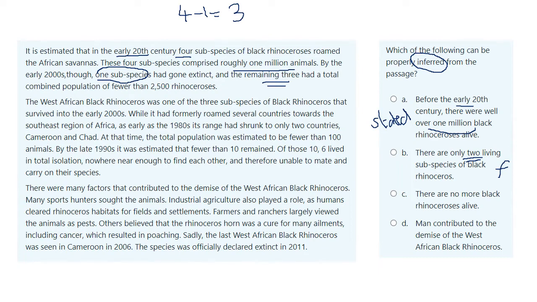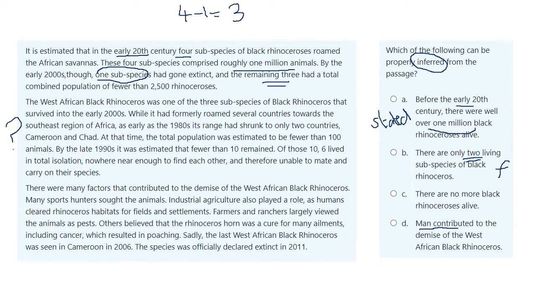While it had formerly roamed several countries towards the southeast region of Africa as early as the 1980s, its range had shrunk to only 2 countries, Cameroon and Chad. At that time, the total population was estimated to be fewer than 100 animals. By the late 1990s, it was estimated that fewer than 10 remained. Of those 10, 6 lived in total isolation, nowhere near to each other, and therefore unable to mate and carry on their species. Why did the number go down so much? Answer D says that man contributed to the demise. So, you need to think about that.